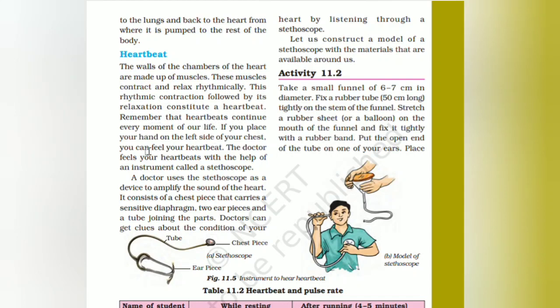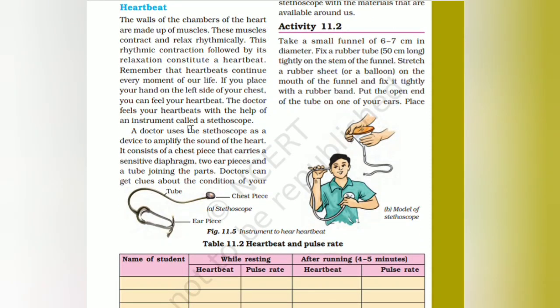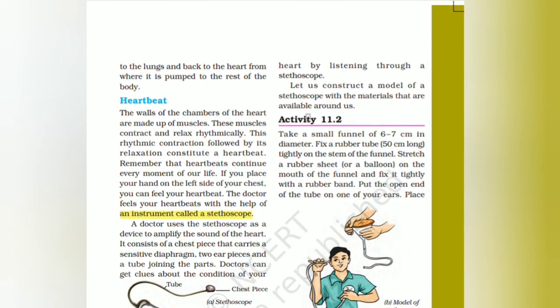If you place your hand on the left side of your chest, you can feel your heartbeat. The doctor feels your heartbeat with the help of an instrument called the stethoscope. The doctor uses the stethoscope as a device to amplify the sound of the heart. It consists of a chest piece that carries a sensitive diaphragm, two earpieces and a tube joining the parts. Doctors can get a clue about the condition of your heart by listening through the stethoscope.